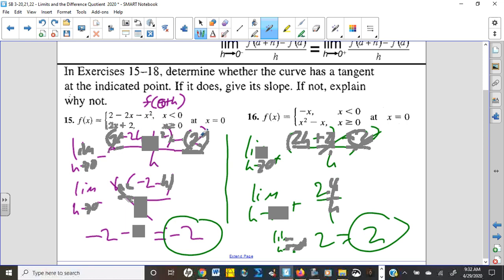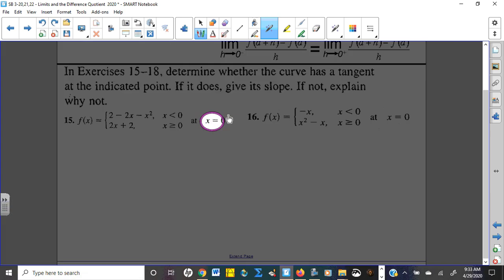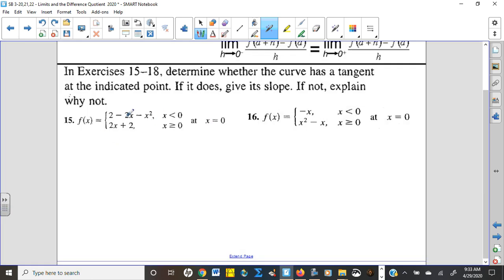Now, the first thing you really should do on this, because it's a simpler thing, is check continuity. So maybe just plug a 0 in and make sure it's a continuous function. In this case, it would have been, because if I plug a 0 in the top, I get a 2. If I plug a 0 in the bottom, I get a 2. Number 16, if I plug a 0 in the top, I get a 0. If I plug a 0 in the bottom, I get a 0. So check continuity first. Then you can move on and check the tangent slopes coming in from each side.